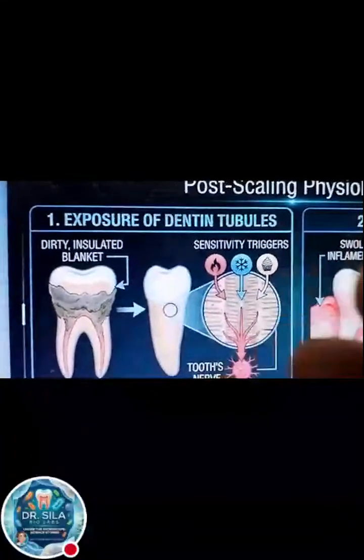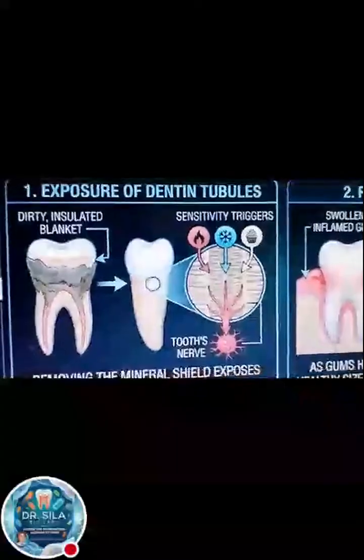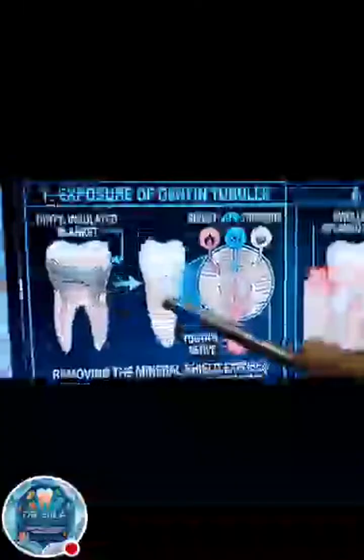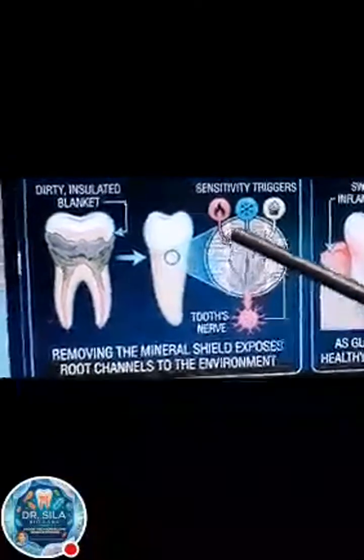Exposure of the dentinal tubules, dirty insulated blanket, and sensitivity triggers. When we remove this calculus, what happens?